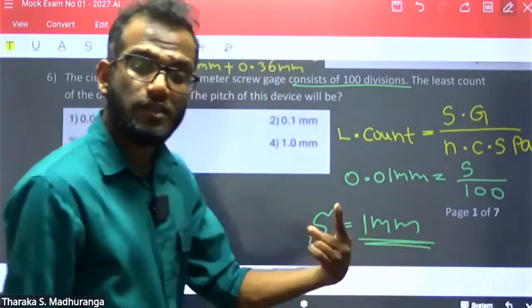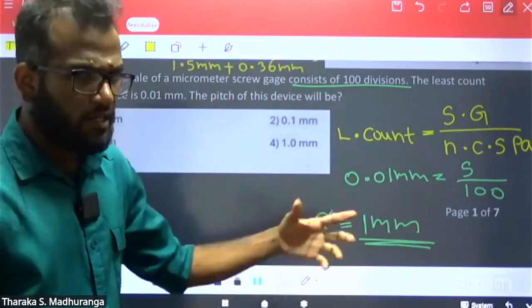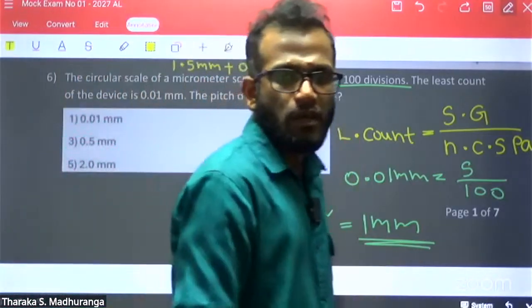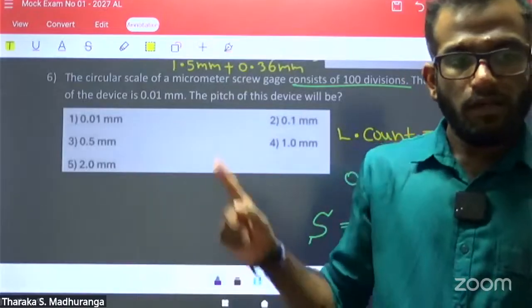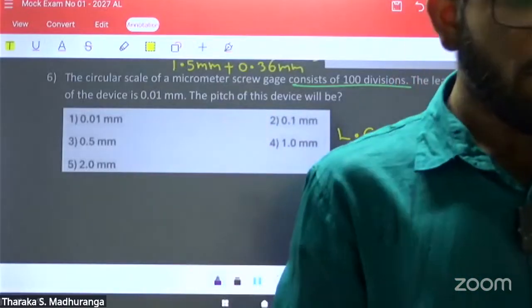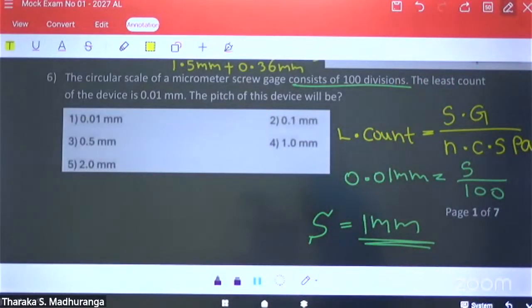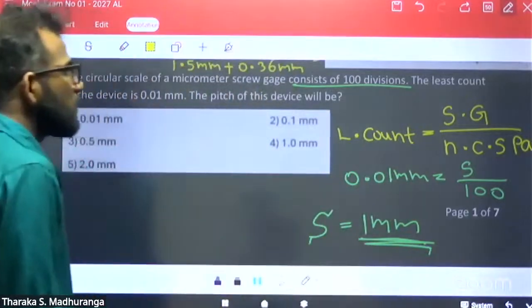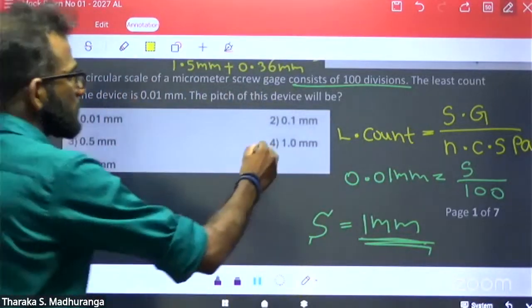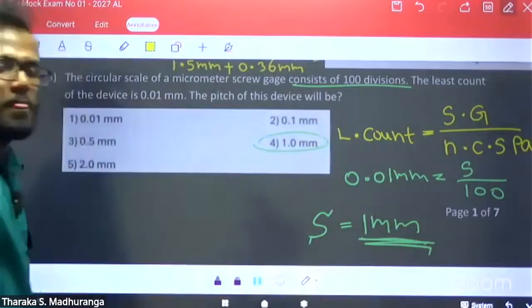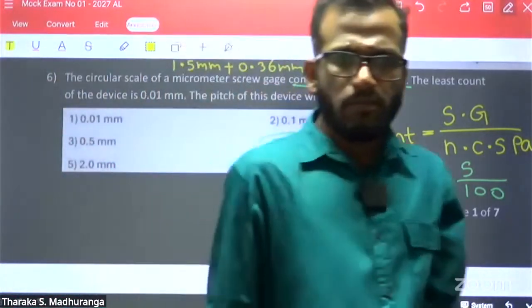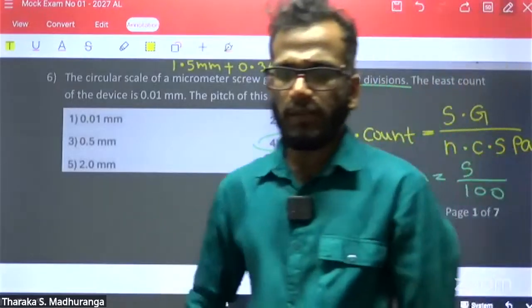It's not a standard micrometer screw gauge. It's a different type of micrometer screw gauge, but by this relationship, by this equation, you can get the value 1 millimeter. 1.0 millimeter means 1 millimeter.